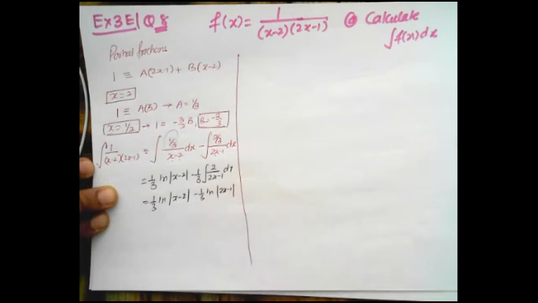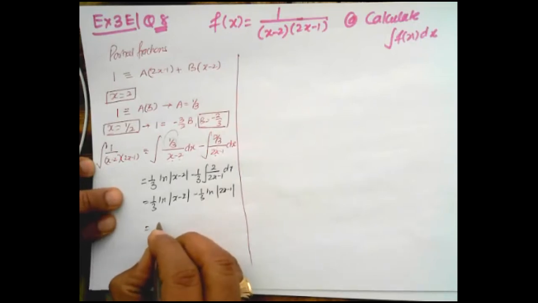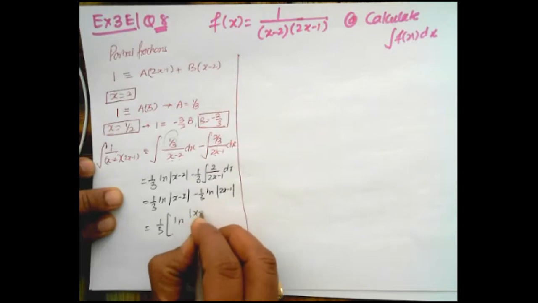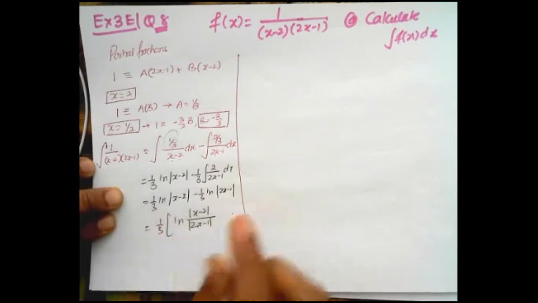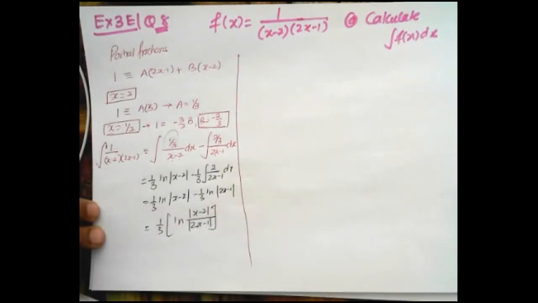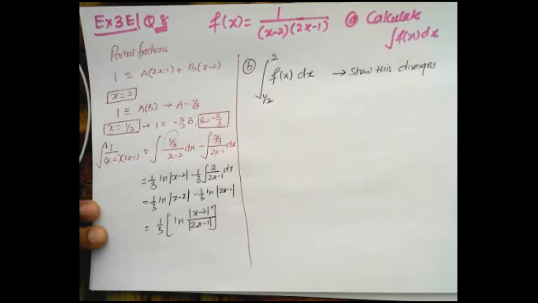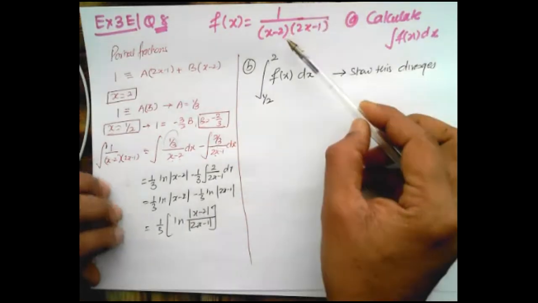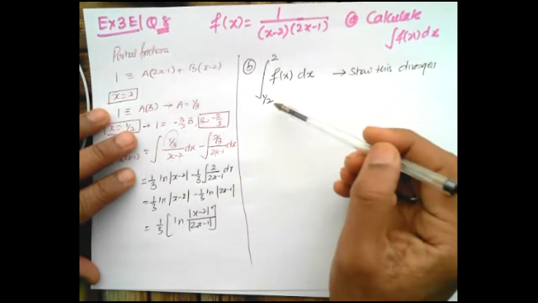Okay, so this can further be written neatly, I would say. This is 1/3 outside and ln (x minus 2) on the top and (2x minus 1) at the bottom. Okay, and then you can take this 1/3 to the power as well if you need to. So that is your integration. Obviously all equivalent forms are accepted.